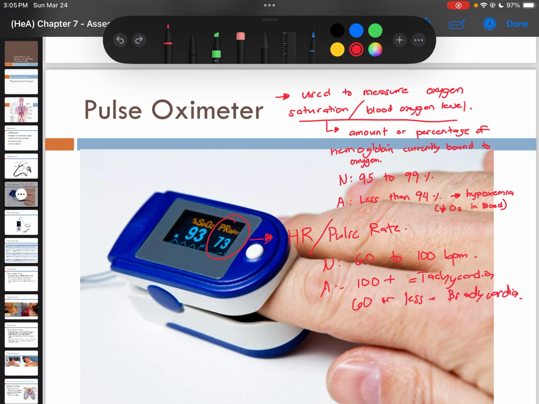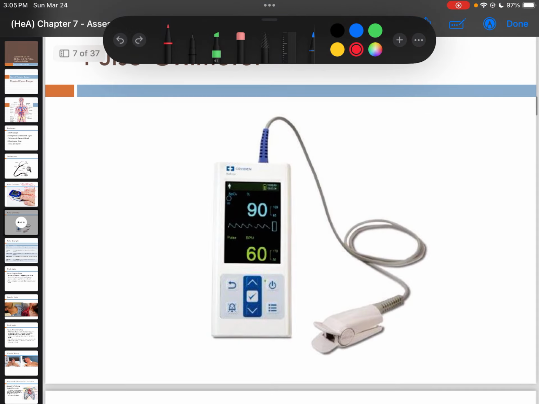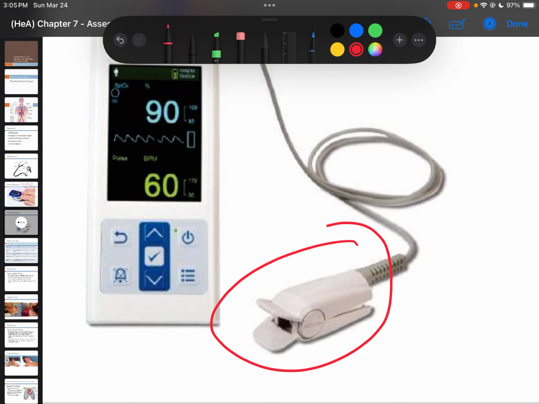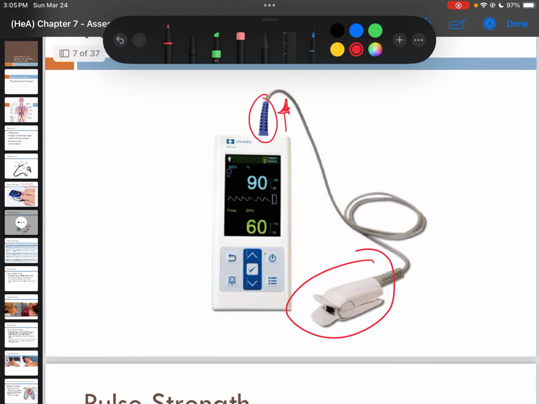However, class, in the hospital, what we commonly use is this type. These are more industrial grade. This blue one here, you can remove it, and then you can attach it to a cardiac monitor. This is the part that will attach to your finger. It is the same thing, but this one is more modular, so to speak.